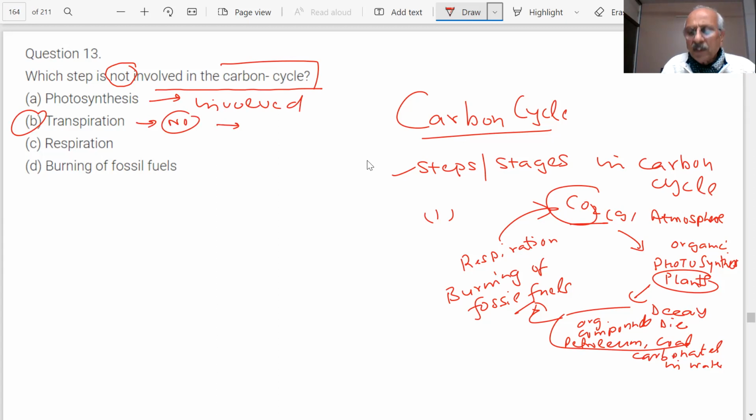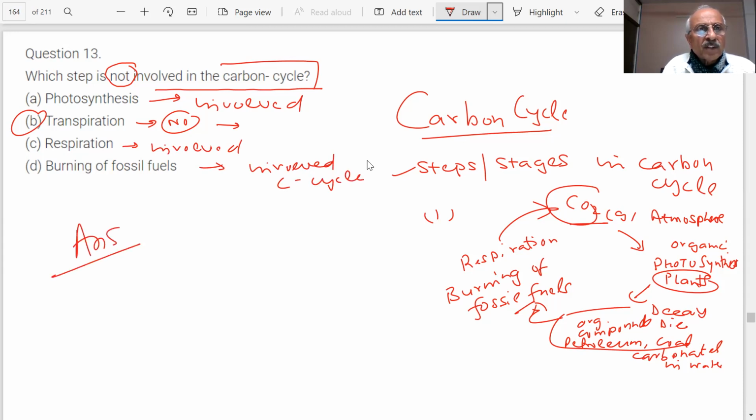You know, in the morning you will see the grass is wet in the parks, and you will see some moisture on the leaves of the plants. And this is involved. Respiration is involved. Burning is involved in the carbon cycle. So what answer have you given, student, for this question? Option B. Option B is the correct answer, and students get 1 full mark.